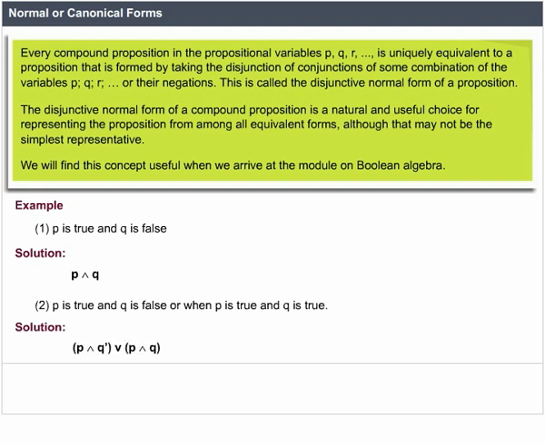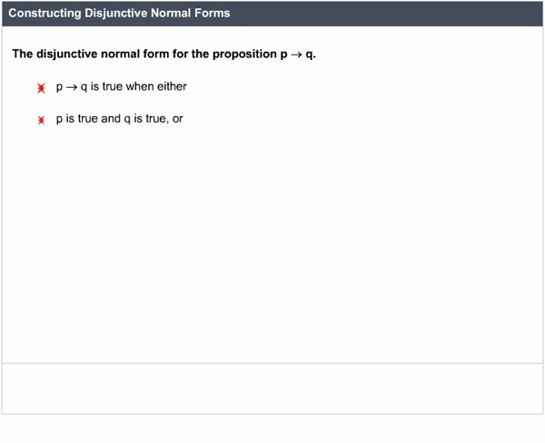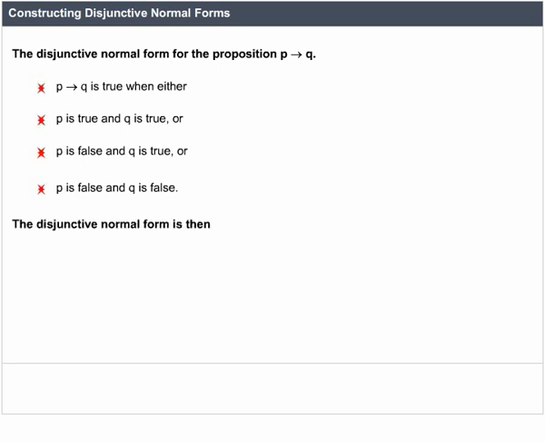Constructing disjunctive normal forms. The disjunctive normal form for the proposition P implies Q. P implies Q is true when either P is true and Q is true, or P is false and Q is true, or P is false and Q is false. The disjunctive normal form is then P and Q, or P dash and Q, or P dash and Q dash.